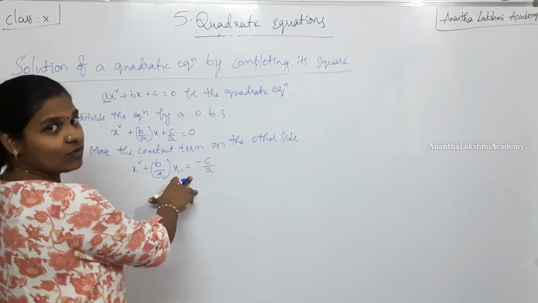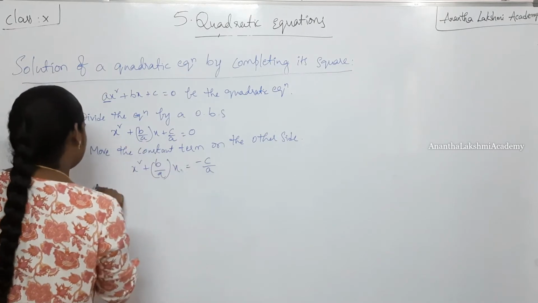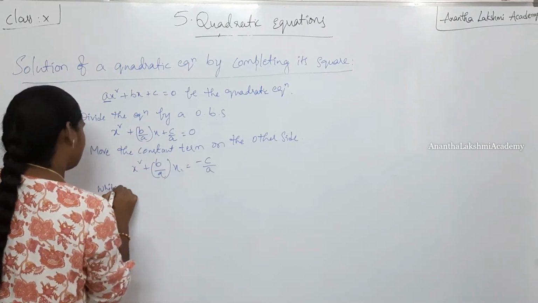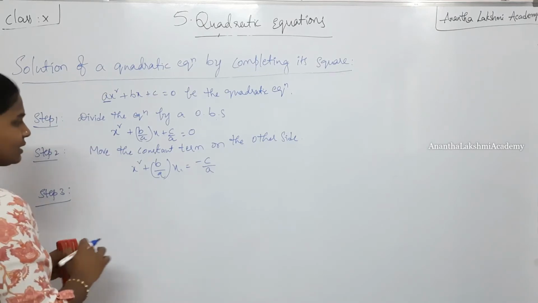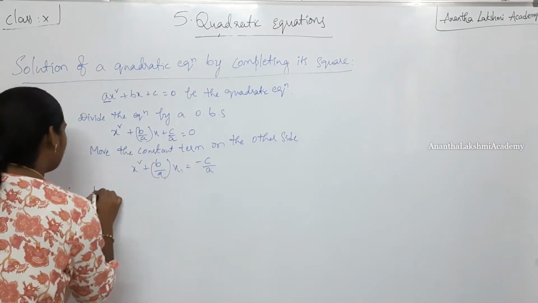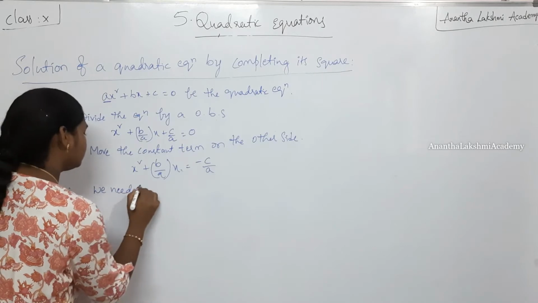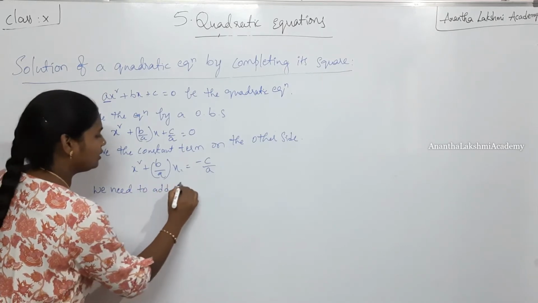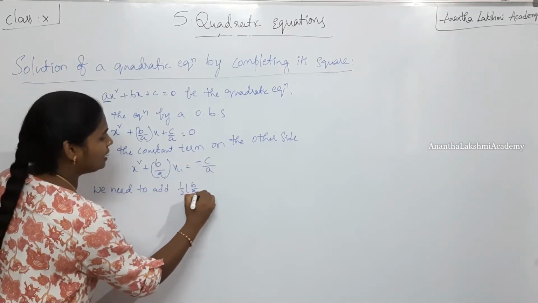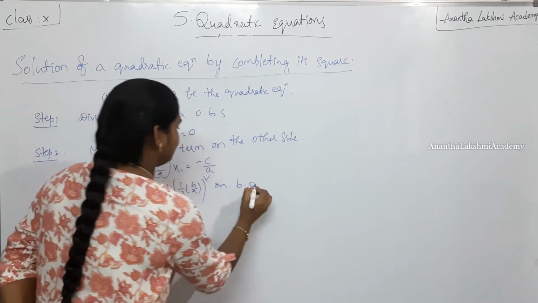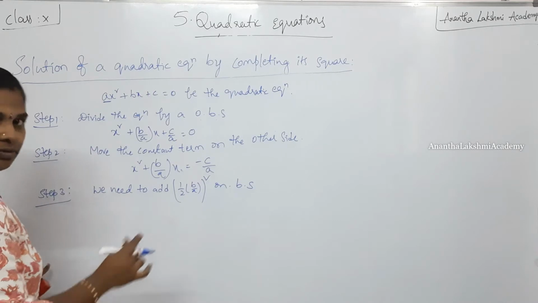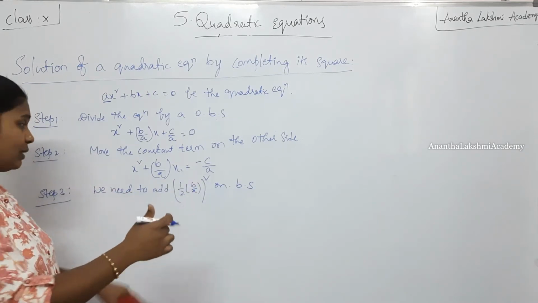Write the LHS in the form of (a plus b) whole square. Even before writing the LHS in the form of (a plus b) whole square, first what we need to do? We need to add half into b by a whole square on both sides. So, why did I tell you half into b by a whole square?